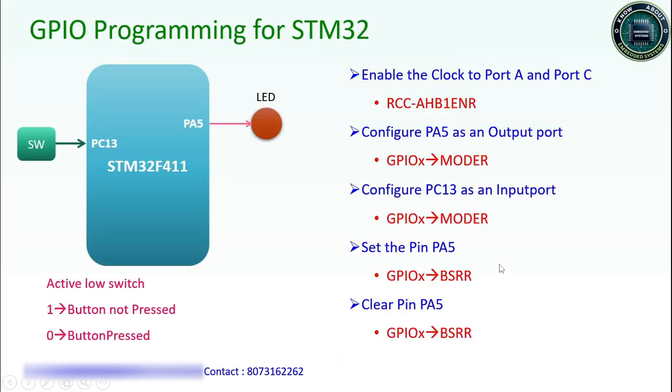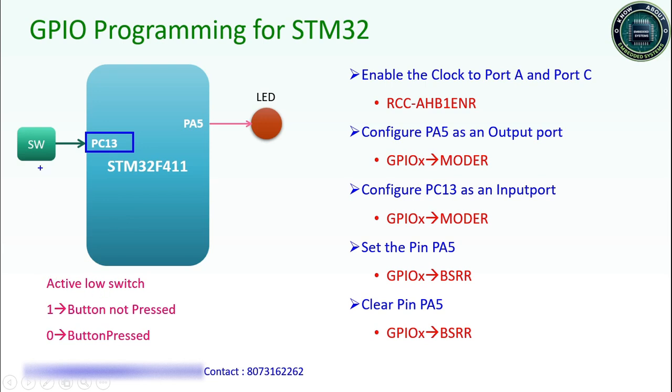Now you can see the block diagram of how the interfacing looks. We have an LED which is connected to PA5, and a switch which is connected to PC13. So we have to configure two port pins: PA5 for the LED and PC13 for the push button or switch interfacing. This is the first point you should know before entering into the programming.